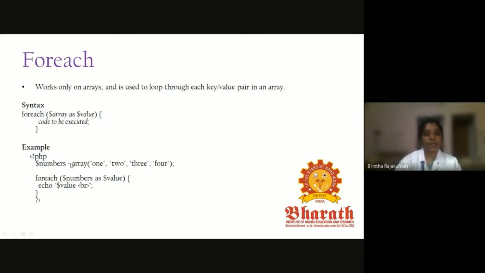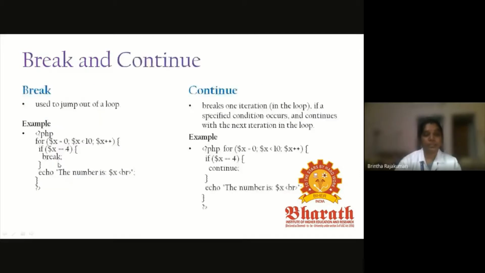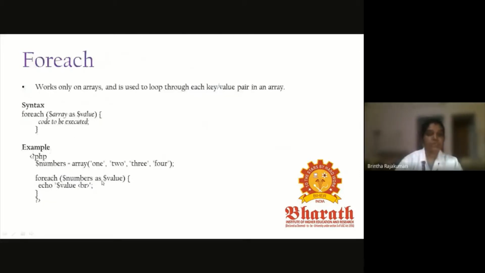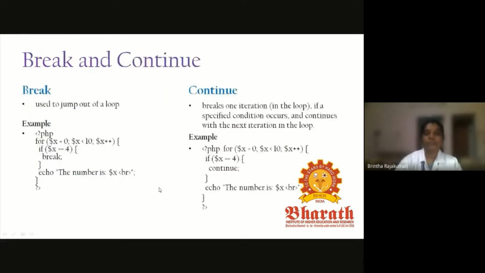See the foreach, what I have given: this is the array variable, foreach numbers as, here used one more. What it means is display one by one. So in the first iteration you display 1, the second time you display 2, then 3, 4, like that you display the values, right?